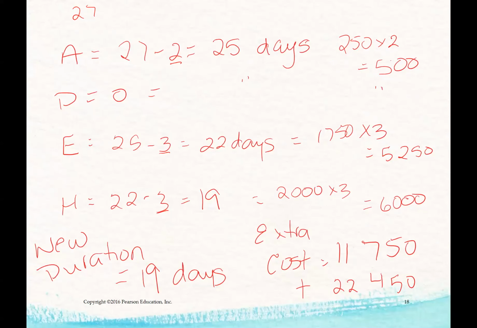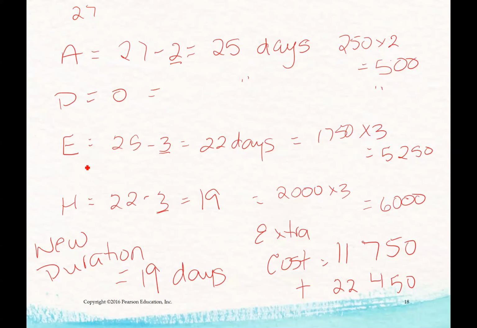And if we were told that we only wanted to crash to 25 days, our client has said to us, okay, our duration is 27 days, I need to crash it to 25 days, then you would only crash activity A. But because we're crashing everything, we're going to go through the steps. So activity A, 25 days, $500. We don't do anything with D, so it's still 25 days.